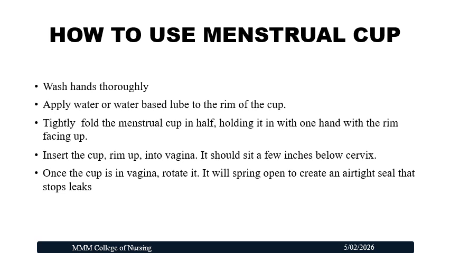Now, how to use this menstrual cup? First, before inserting, you should wash your hands thoroughly. Apply water or water-based lubricant jelly to the rim of the cup. Tightly fold the menstrual cup in half, holding it with one hand with the rim facing up. Insert the cup rim up into the vagina. It should sit a few inches below the cervix. Once the cup is in the vagina, rotate it. It will spring open to create an airtight seal that will stop leaking of menstrual blood.